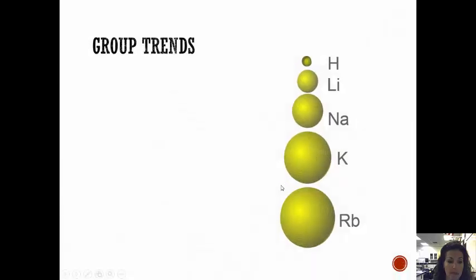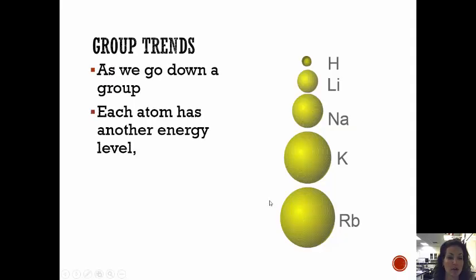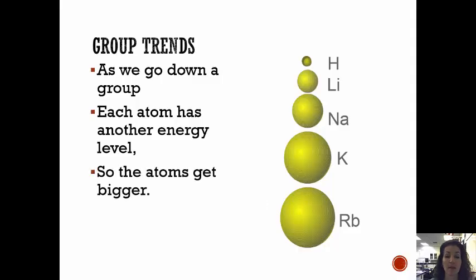So if you look in a group, hydrogen only has one energy level, so it's small. Lithium has electrons in the second energy level, so it's bigger. Third energy level, fourth energy level, fifth energy level, as you can see, they're getting bigger. So as you go down a group, each atom has another energy level, therefore the atoms get bigger. That's hopefully pretty easy to understand.